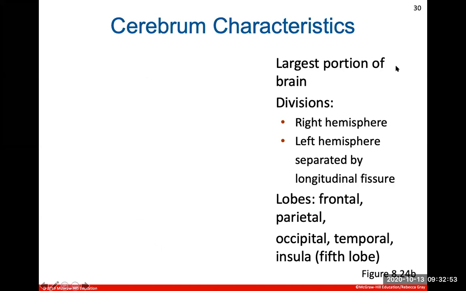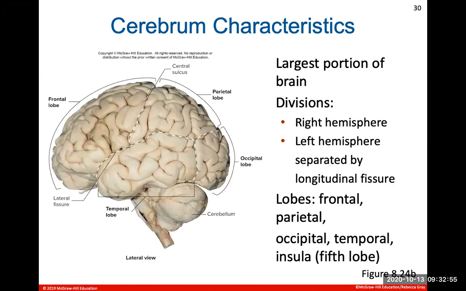The cerebrum characteristics: the cerebrum is the largest portion of the brain. It's divided into a right and a left hemisphere or half, and that's separated by the longitudinal fissure. There are different lobes of the brain, which are named for what skeletal bone they'll be underneath. So here's the frontal lobe, the parietal lobe. They are separated by the central sulcus, which is an indentation between the two.